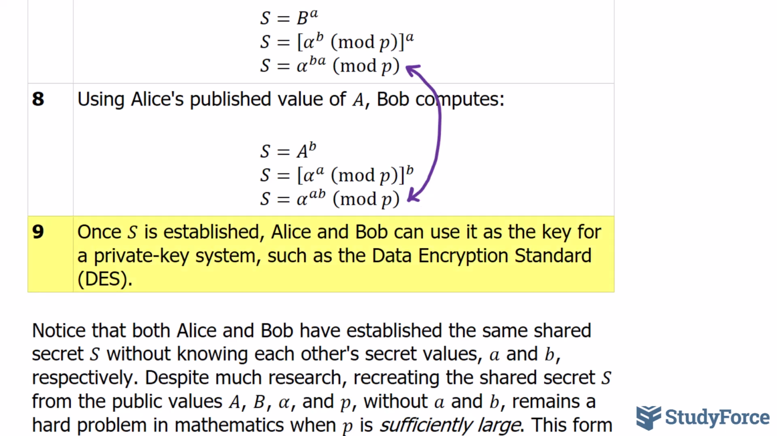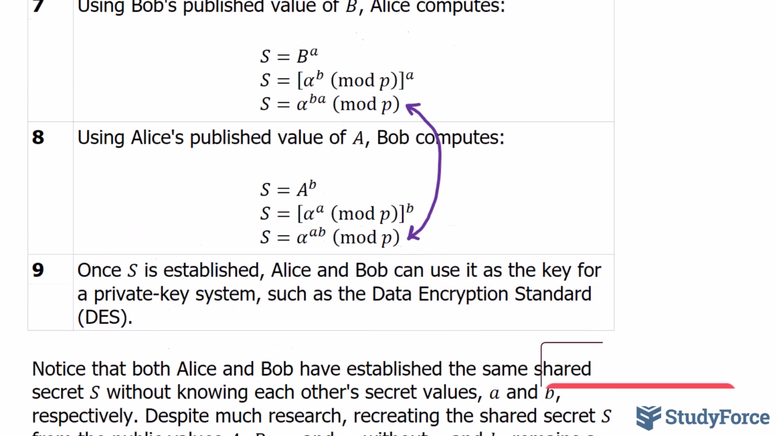And finally, once S is established, Alice and Bob can use it as the key for a private key system, such as the Data Encryption Standard, or DES. So let's go ahead and do an example.